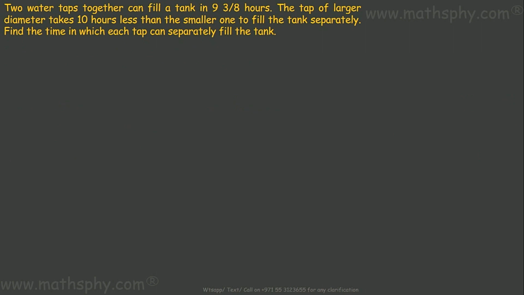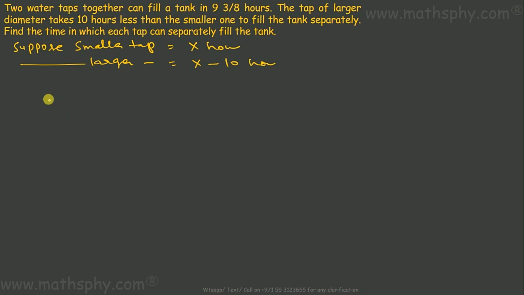I put it this way. Suppose smaller tap takes say x hours. In that case, larger tap will take x minus 10 hours. Now I put it this way. Smaller tap in x hours fills up one tank. So in 1 hour, it will fill up 1 over x tank.